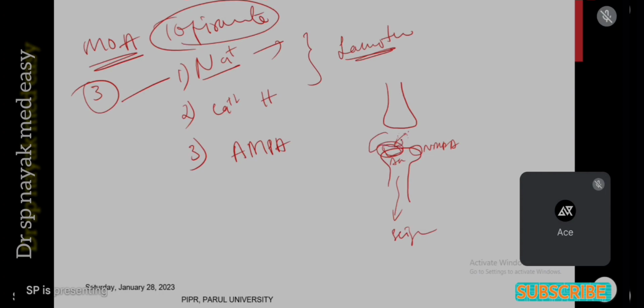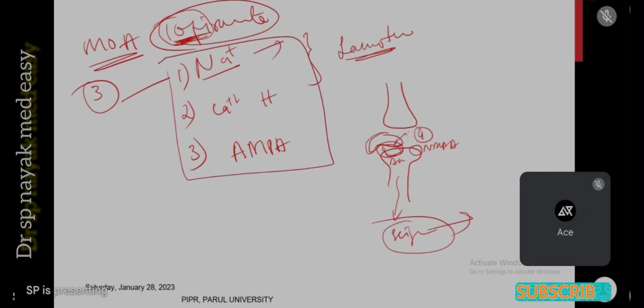Topi means a cap, head cap, remember. Topi means head cap. I don't know in Gujarati and Hindi. Actually this topi is a Telugu word, I guess. This topiramate will go and bind on the AMPA receptor, and it will stop the activity of glutamate. So through that it will decrease the actions of glutamate, and through that it will stop seizure effects. This is the third mechanism. So it has three mechanisms.